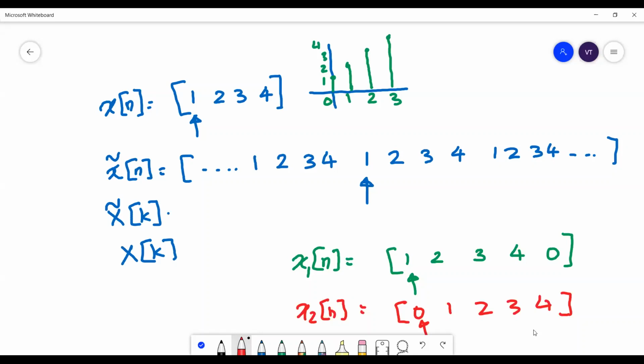What differences do you observe between x of n and x1 of n? What additional information do you get? Or do you get any additional information in x1 of n? You are looking at x of n and x1 of n.